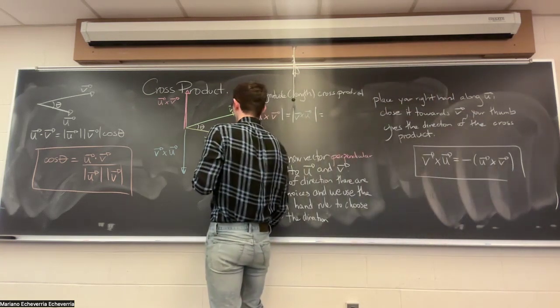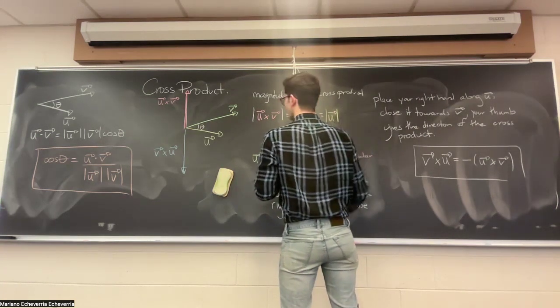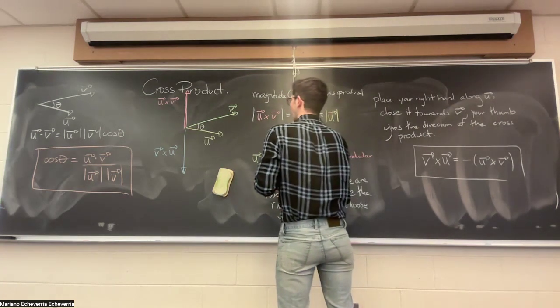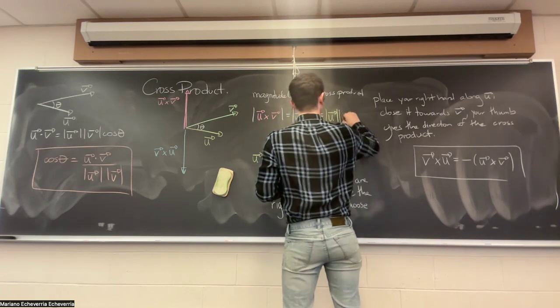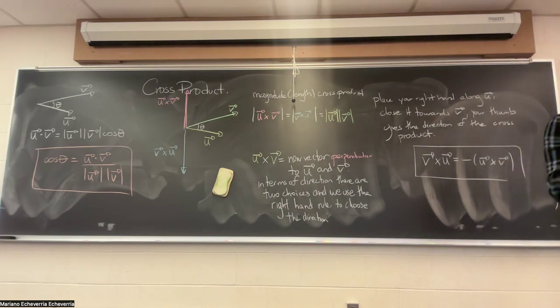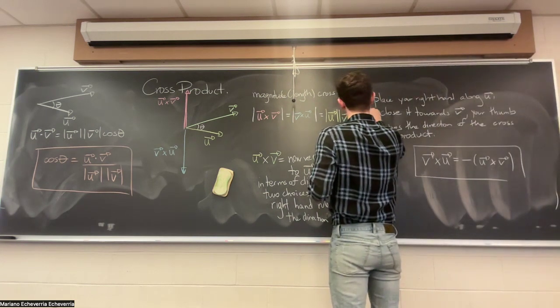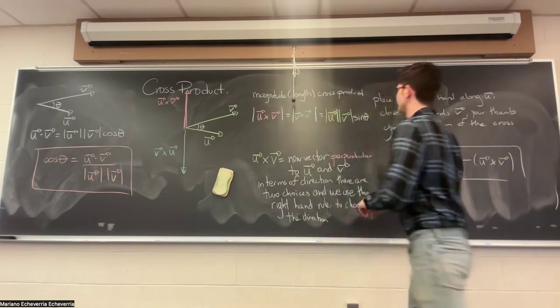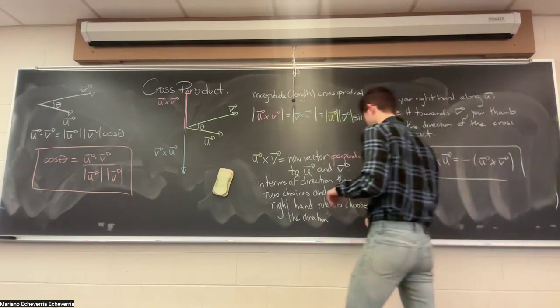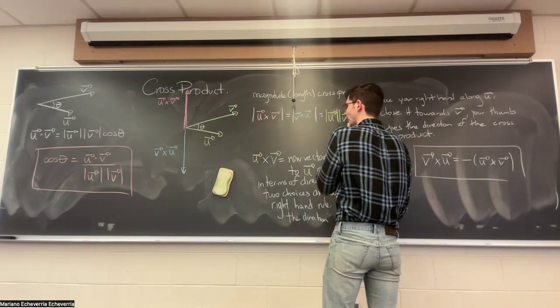So that starts looking similar to, you know, the formula for the dot product, how it started. But instead of using the cosine of the angle, now you just use the sine of the angle between them. Okay, so that is the formula for the length of the cross product.